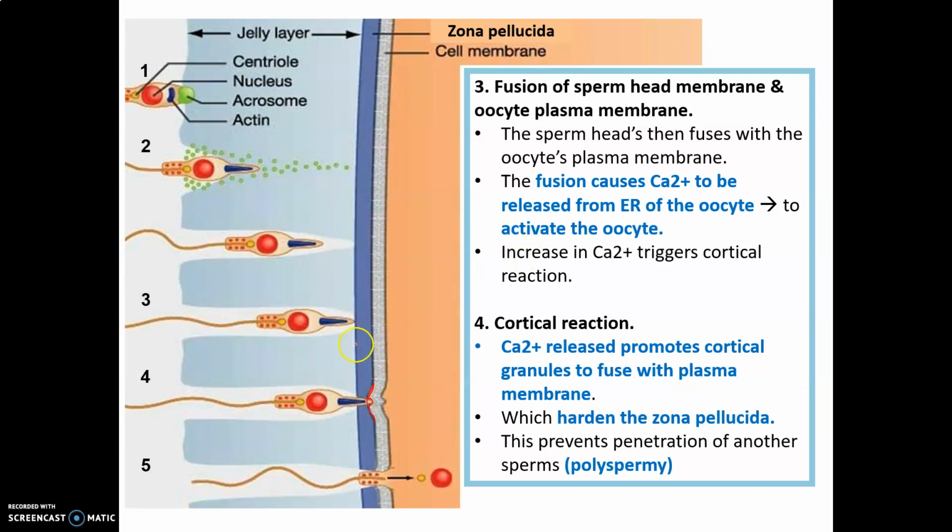Fusion tadi dia akan nak release lah the sperm punya DNA ke dalam the oocyte. Dan the thing is adalah ketika fusion of the sperm head and plasma membrane tadi, dia akan trigger this what we call calcium to be released daripada endoplasmic reticulum of the oocyte. Dia akan cause what we call activation of the oocyte.